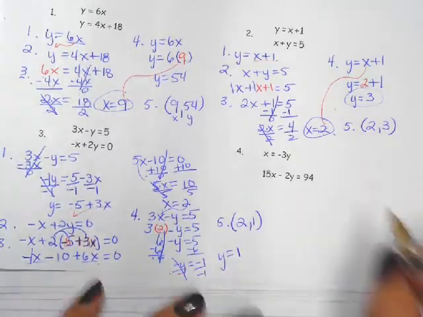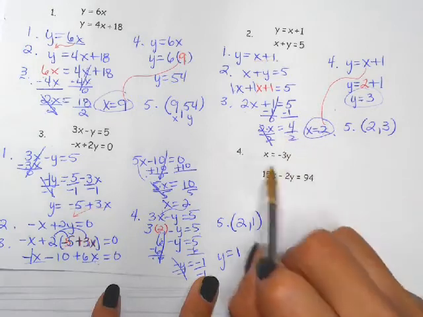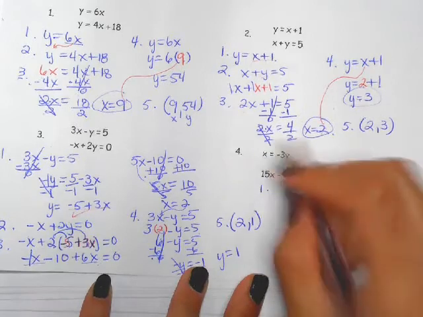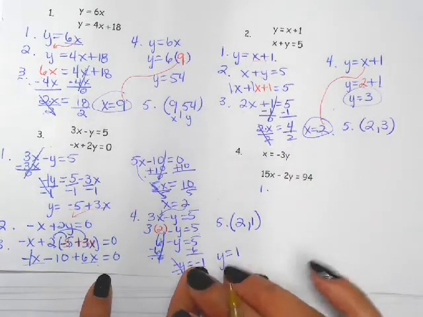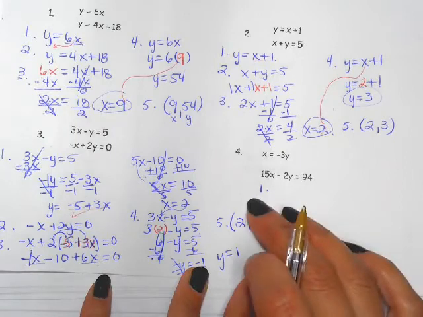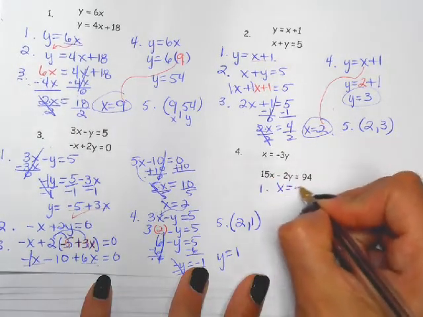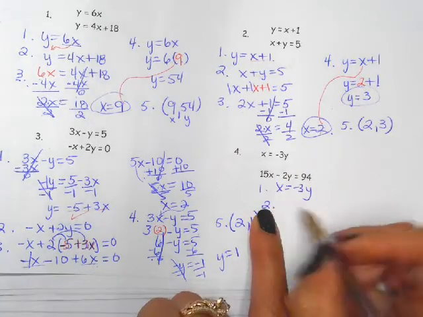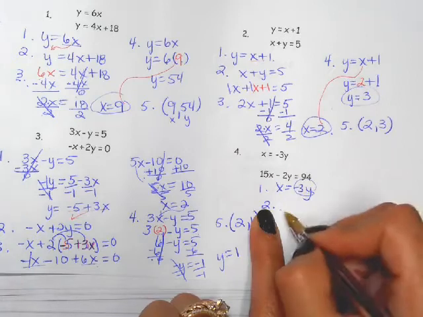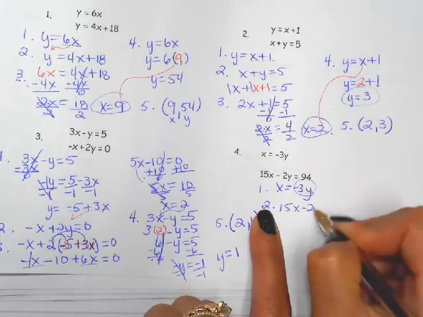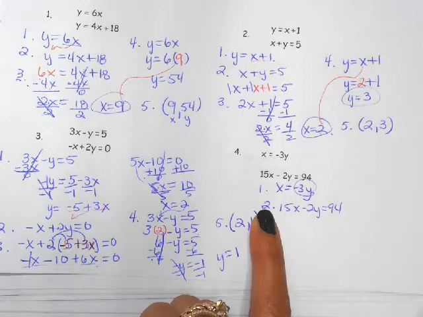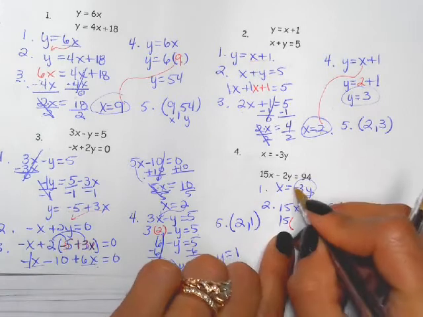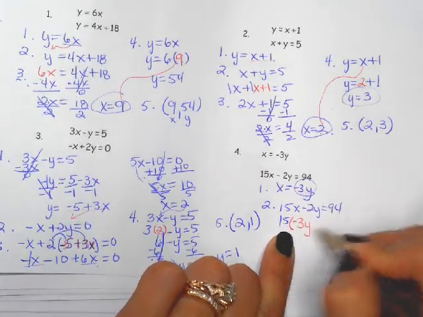Example number 4. The first step says to solve for y, but this one's already solved for x. See how it already has x by itself? So let's switch it. Now instead of solving for y, let's start by solving for x. So half the work is done for us already. Then we go to step 2, and now we're going to substitute the x value into the second equation. 15x minus 2y equals 94 is our second equation. And instead of putting x, we're going to put parentheses and what x equals from our first step, negative 3y.